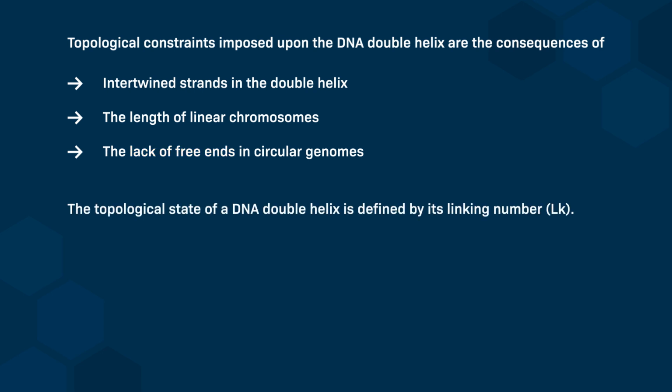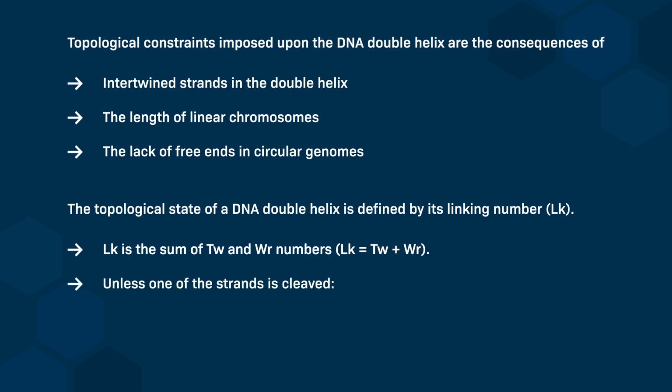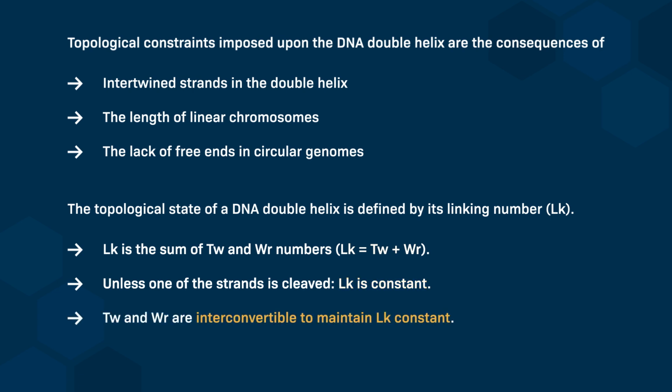The topological state of a DNA double helix is defined by its linking number. The linking number is the sum of the twists plus the writhing number, and unless one or two strands are cleaved, the linking number remains constant. This means that twist and writhing are interconvertible to maintain this constant linking number.